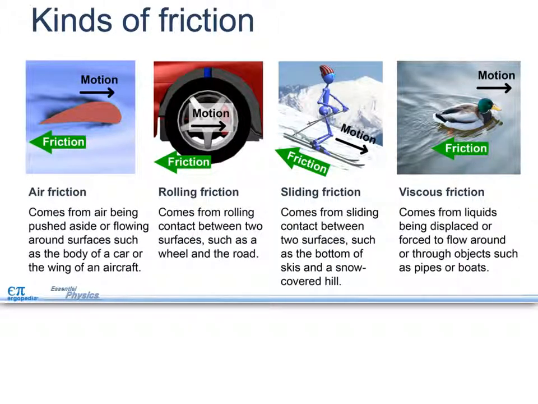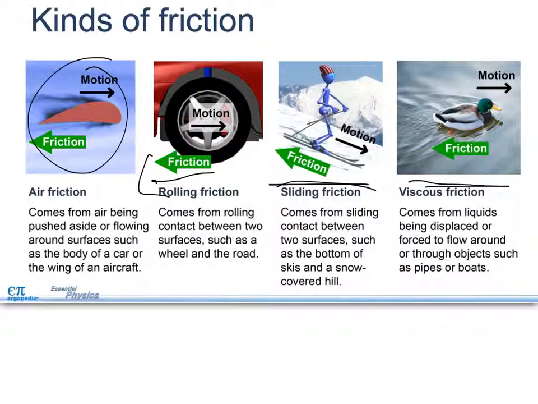So you have air friction here with motion going this way and friction going the other. Rolling friction, which is basically like your car rolls and then friction goes the opposite direction of the way you roll. Sliding friction, which is what we're going to talk mostly about. And then you have viscous friction, where things that are fluid and how the fluid things move.